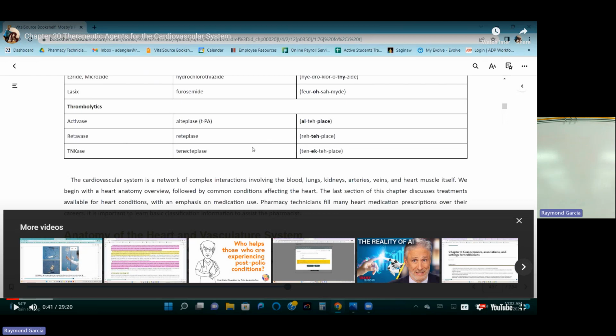ACE inhibitors usually end in pril. Angiotensin receptor blockers or ARBs end in sartan. Beta blockers end in olol. Calcium channel blockers usually end in dipine. Are there any more?